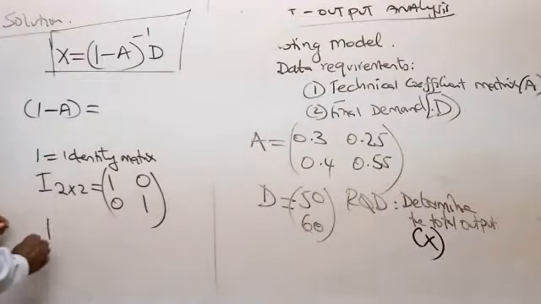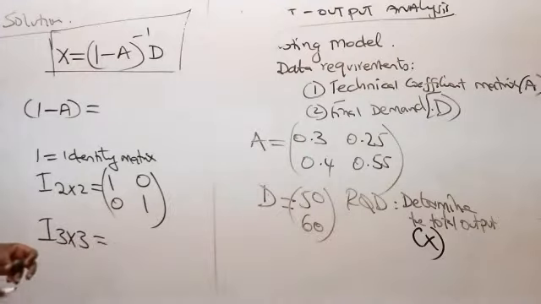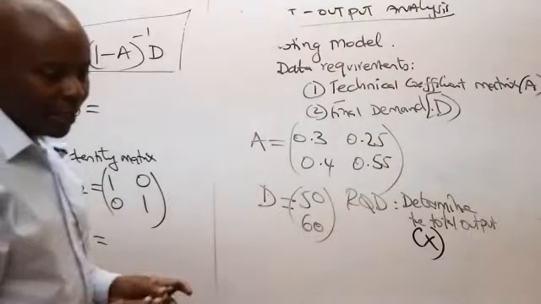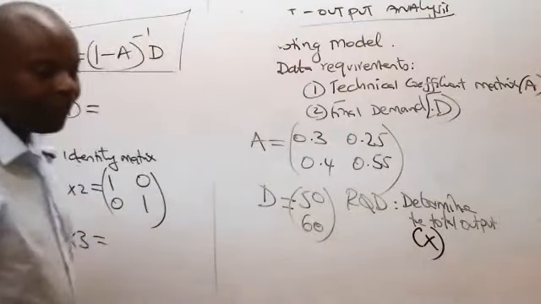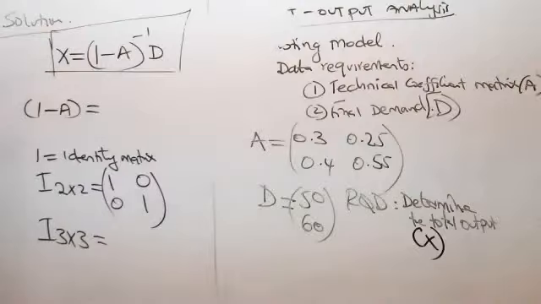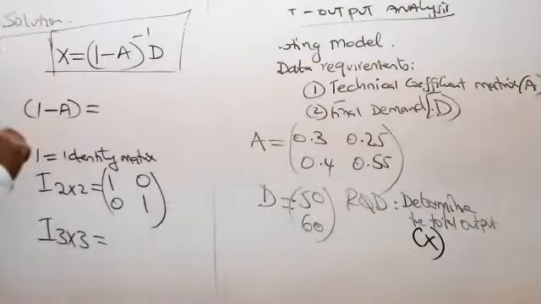Is there anybody who can write for me, before I proceed, the identity which is 3 by 3? I can see what Sharon Gaetano has already written for me there.